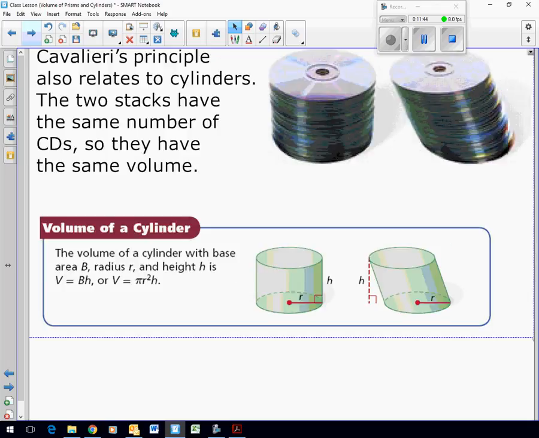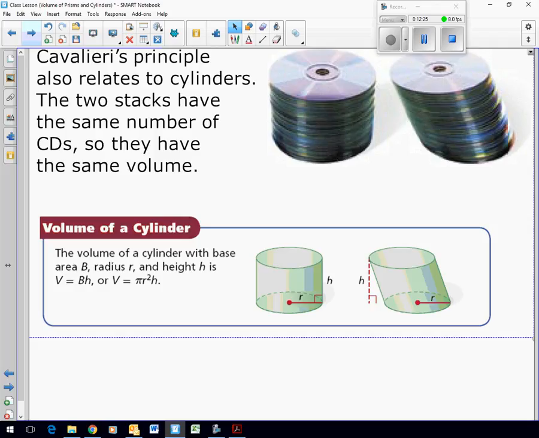Then we get to this, all right? This is Cavalieri's principle. Cavalieri's principle relates to cylinders as well as it does prisms, and here, guys, here it is in a nutshell. Cavalieri's principle says if I've got two figures and those two figures have the same area and the same height, they have to have the same volume. It doesn't matter if it's leaning over and one of them's straight up and down. If they have the same area and the same height, they must have the same volume.